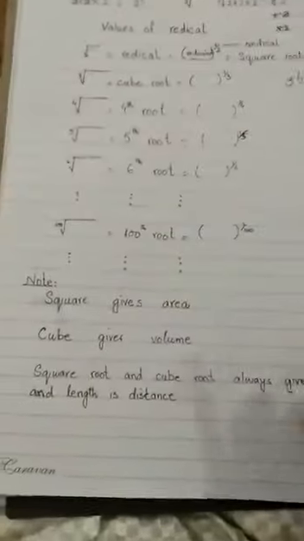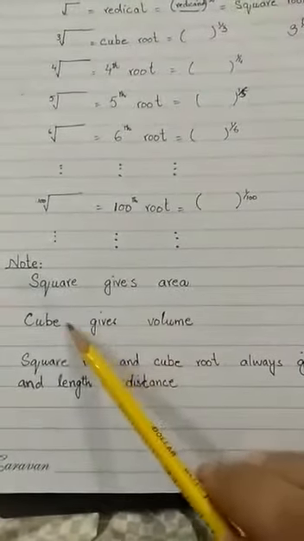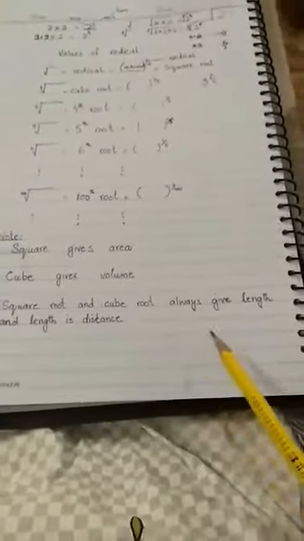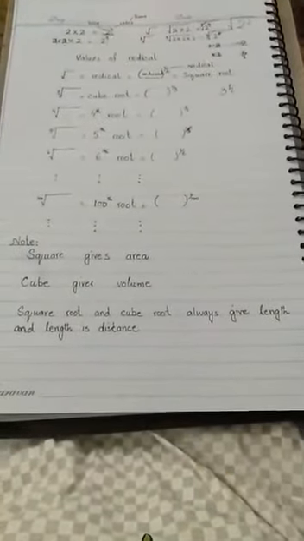And also I want to make you clear that square always gives us area and cube always gives us volume, where the cube root and square root always give the length, and length is called the distance.